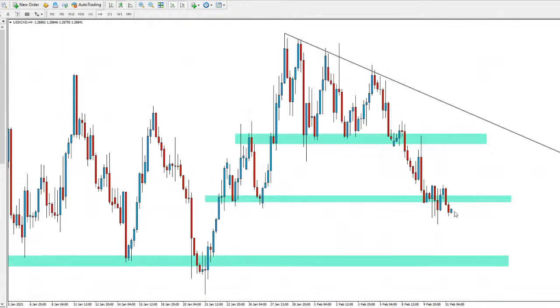USD/CAD, it looks like we're trying to break through this support here in the market. Again, I wouldn't say we have properly broken out of it because we do have the wicks there. So price is kind of just moving sideways.